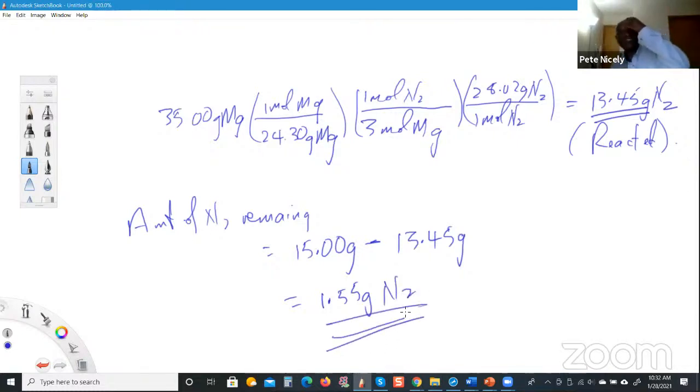So that's basically how you'd solve this problem. And this is a typical stoichiometric type problem where you have to find out which is the limiting reactant and which is the excess reactant and so on. All right? Any questions about this? Any questions?